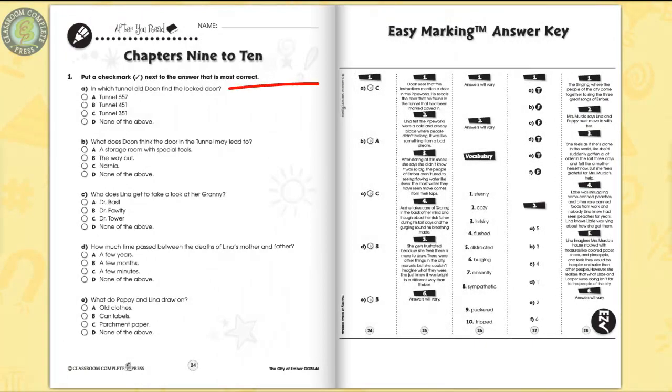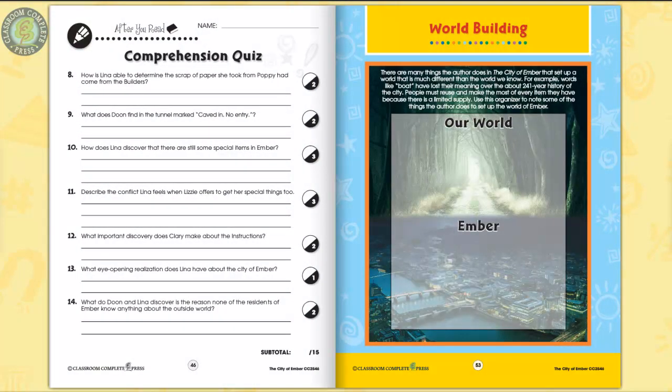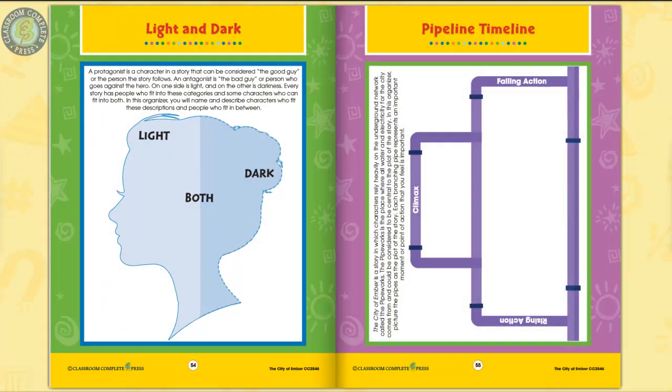The easy marking answer key works by lining up perfectly with the matching question pages. 3 color posters, which are graphic organizers, complete the resource. Plot the important moments or points of action from the story in a pipeline timeline graphic organizer.